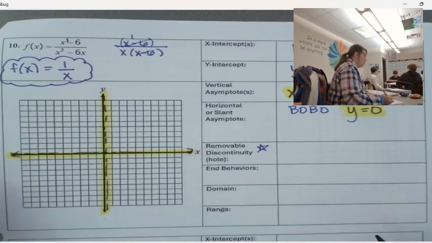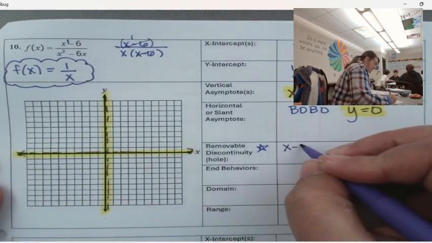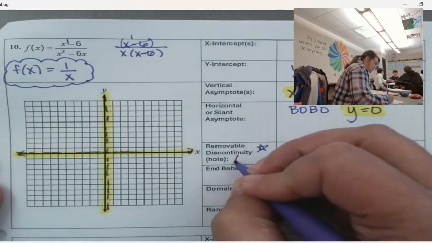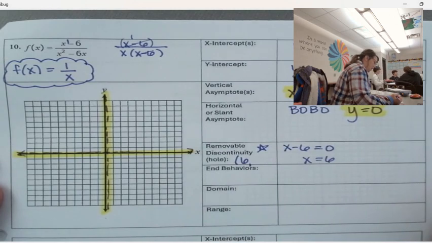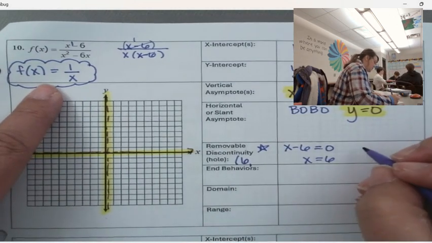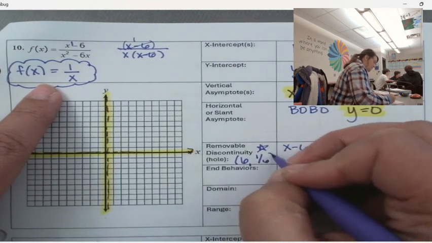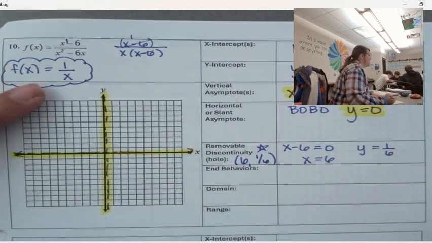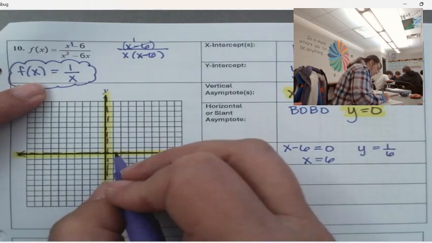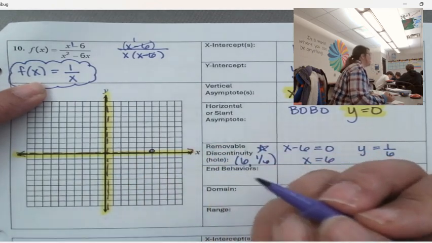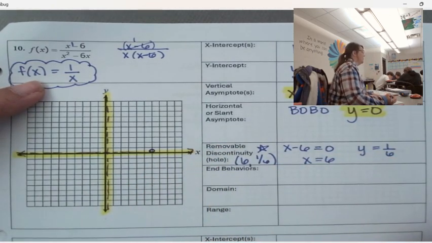Okay, let's find the hole. I take x minus 6 because that's what I canceled out, set it equal to 0. So x equals 6. That's the x coordinate of my hole. I'm going to go to my simplified function. y equals 1 over 6. 6 and 1/6 is the coordinate of my hole. So 1, 2, 3, 4, 5, 6, and up a 1/6 is just up barely. So I just have a little bitty hole there because I've got to go up a 1/6.